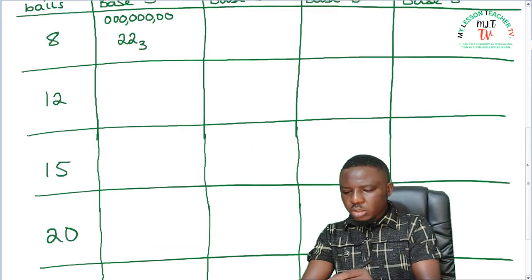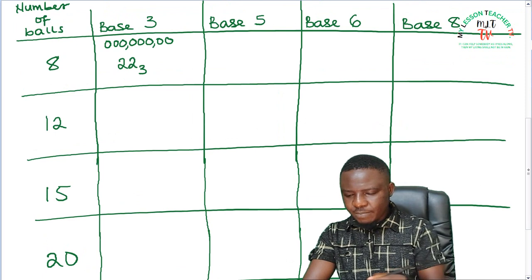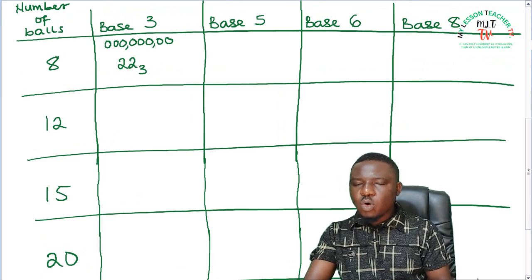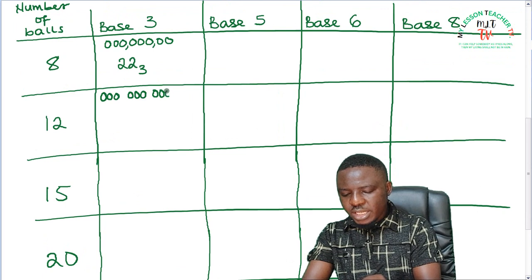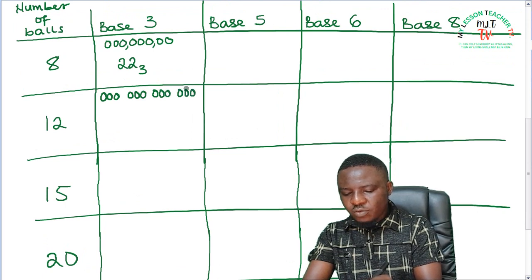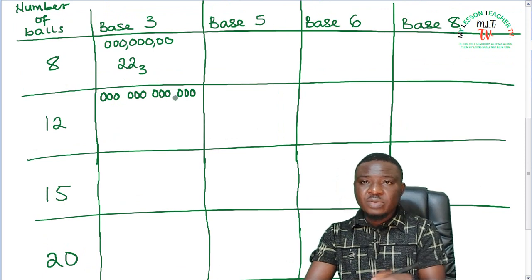So therefore 8 in base 3 is said to be 22 base 3. What about 12? 12 in base 3, we're asked to write it in terms of base 3. So divide 12 balls into 3s. So you have 1, 2, 3, 4, 5, 6, 7, 8, 9, 10, 11, 12. Now, it therefore means that we have 4 sets of 3s, remainder 0.